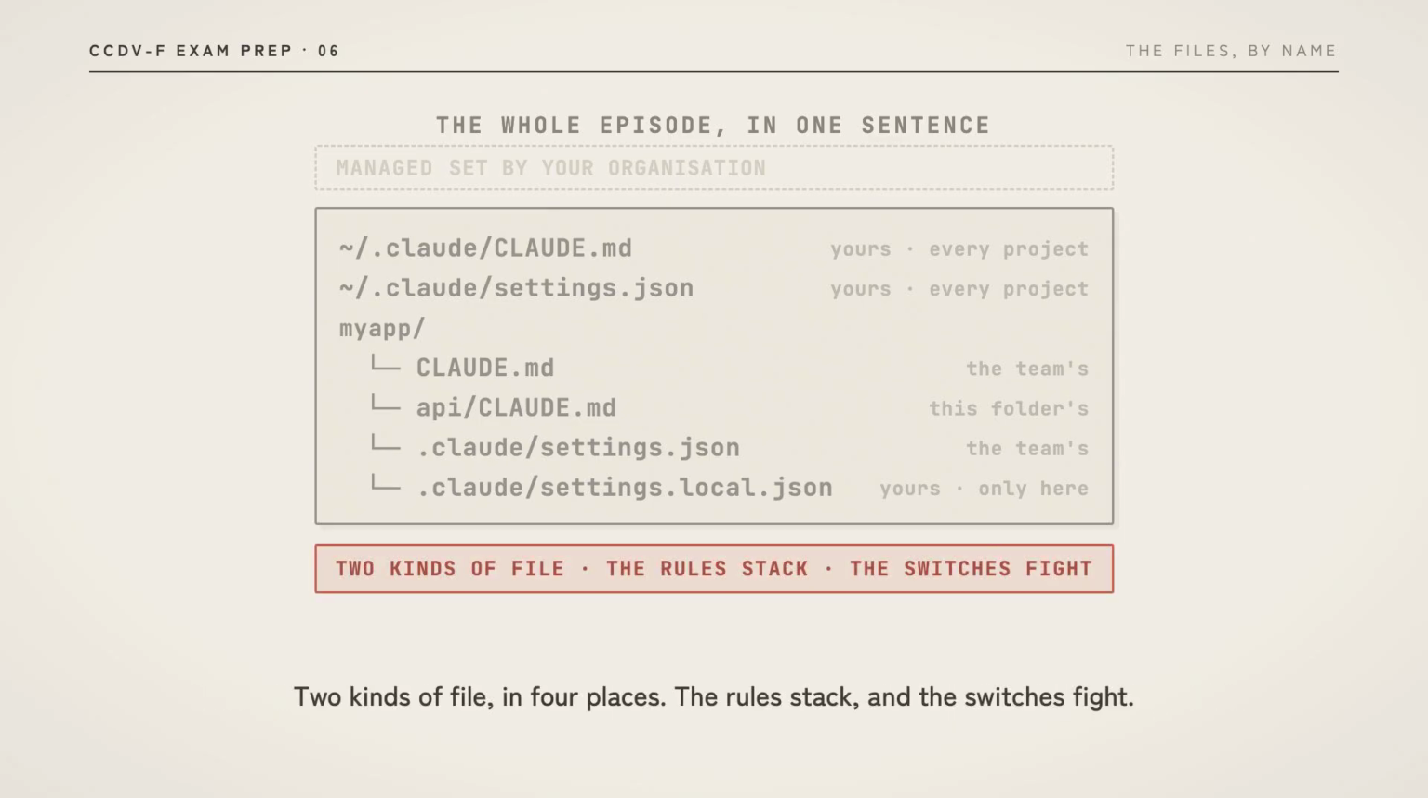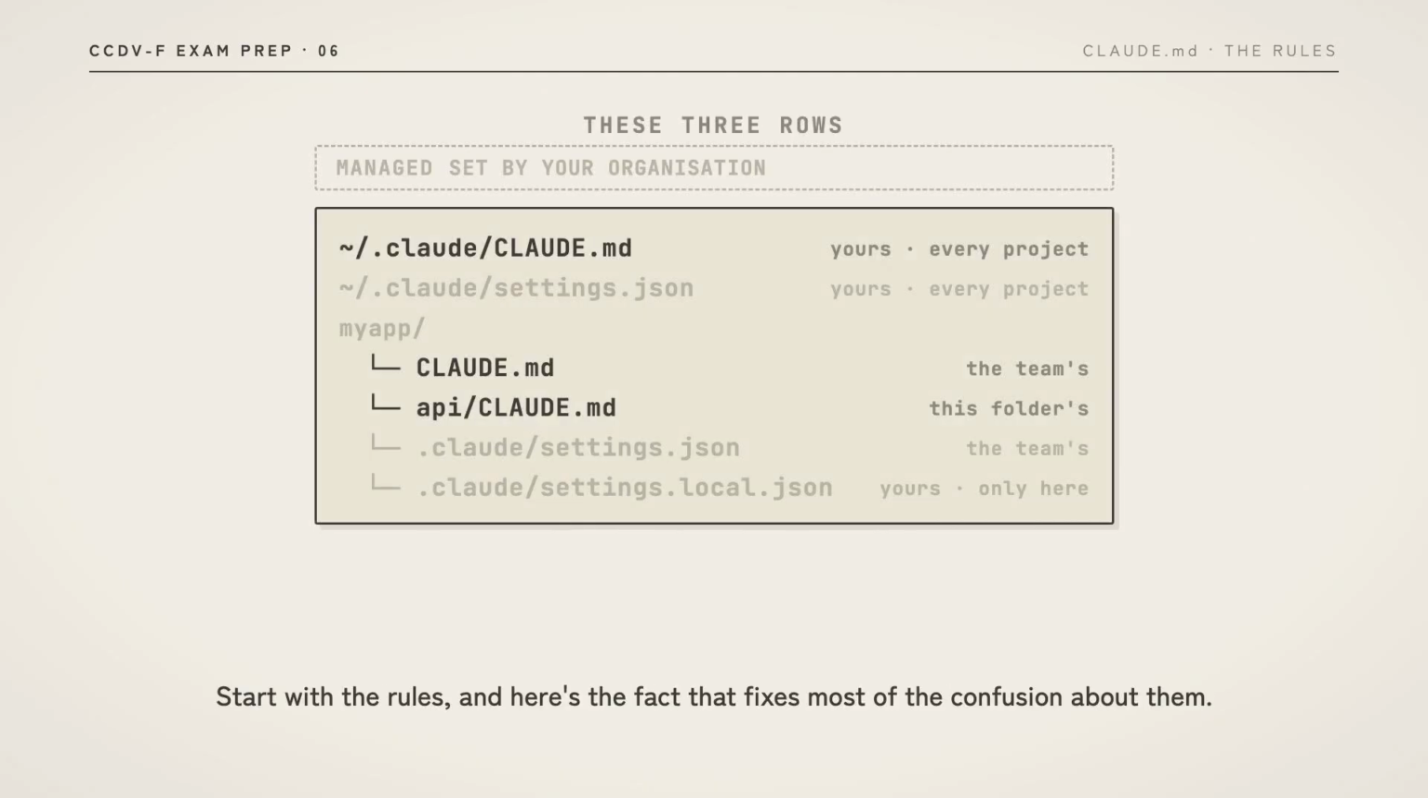The rules stack and the switches fight. Rules stacking means they all apply at once. Switches fighting means exactly one wins. They're opposite behaviors, and mixing them up is where most of the confusion lives. Start with the rules, and here is the fact that fixes most of the confusion about them.